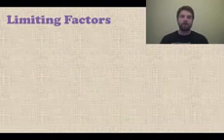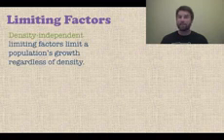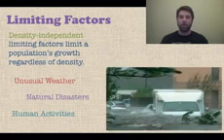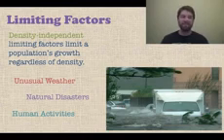So what are some limiting factors that are density independent? Well, these are things that limit a population's growth regardless of its density. And these are things like weather, natural disasters, or any sort of human activities, the things that we do that affect the environment. So there are density dependent and density independent factors. Make sure you know these very well.